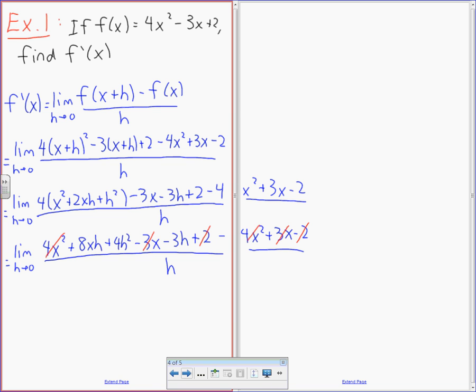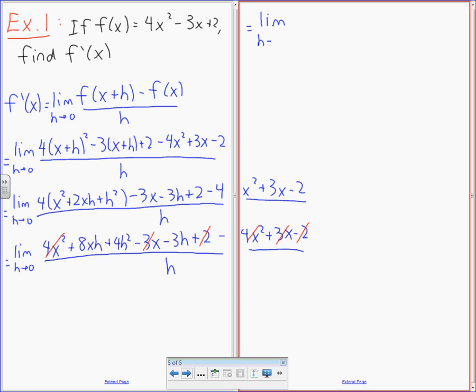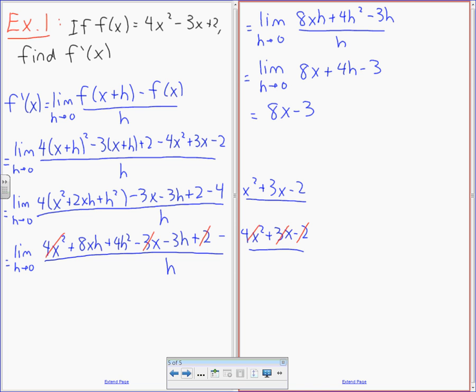So this is going to turn into limit as h approaches 0 of 8xh plus 4h squared minus 3h, all over h. Why are we finally happy? h is finally canceled. So we're going to say equals limit as h approaches 0 of 8x plus 4h minus 3, which is equal to 8x minus 3. How did I get that last step? What did I do to get that last step? Okay, h is equal to 0. Is it starting to come back a little bit, I hope?